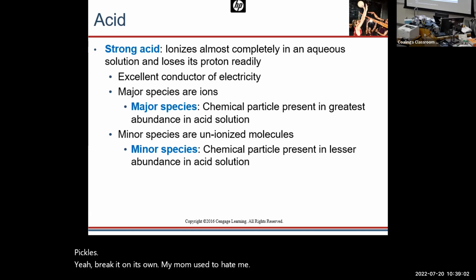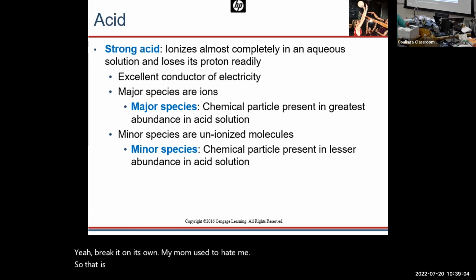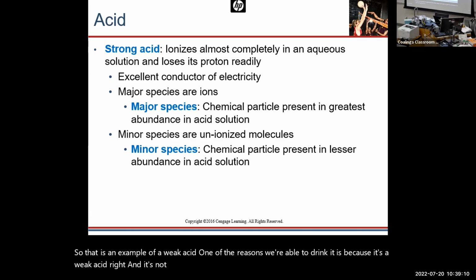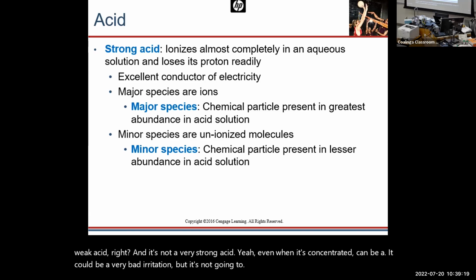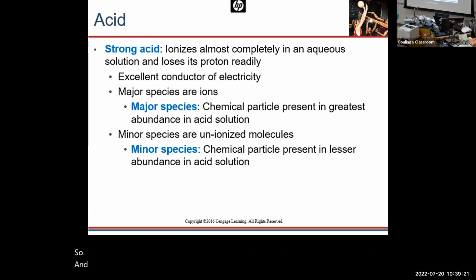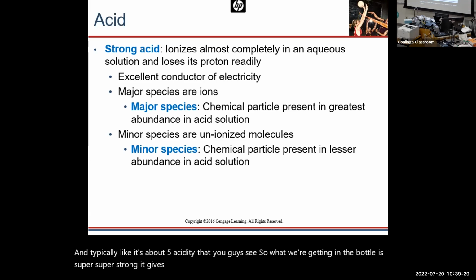So that is an example of a weak acid. One of the reasons we're able to drink it is because it's a weak acid, and not a very strong acid. Even when it's concentrated, it could be a very bad irritant, but it's not going to kill. Typically it's about 5% acidity that you see. What we're getting in the bottle gives you an idea, but that's considered a weak acid because it's a carbon-based acid.